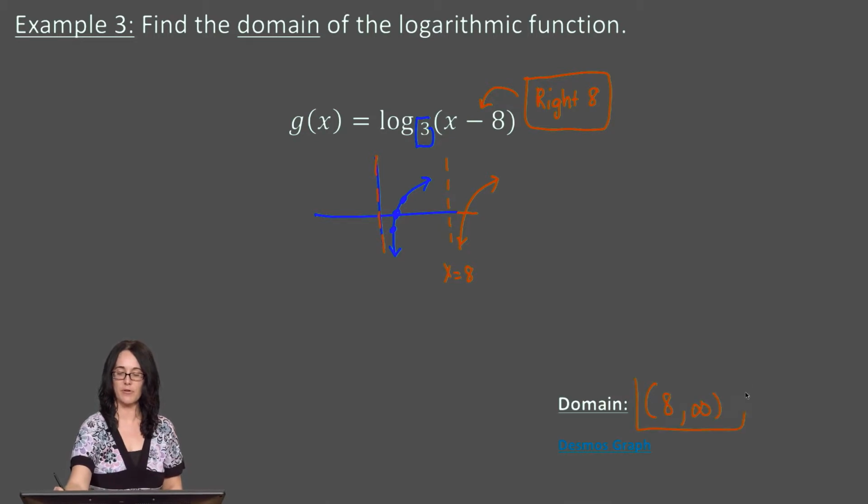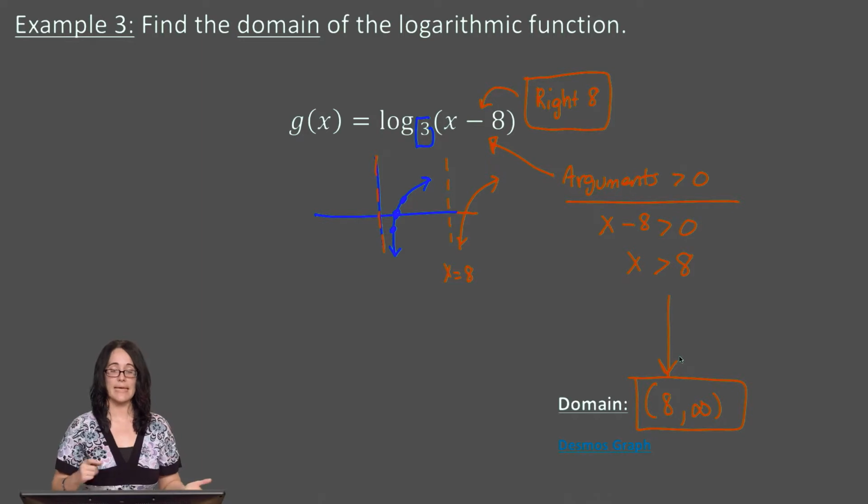But even without the graph, we could use that shortcut that I mentioned a moment ago to find the domain. I could have simply said, anytime I have a logarithm, I know that my arguments, there could be more than one logarithm, that's why I use the plural, must be greater than 0, which would in this case mean that x minus 8 has to be greater than 0, or x has to be greater than, that's right, 8, which brings us right back to that domain. So either way is fine.